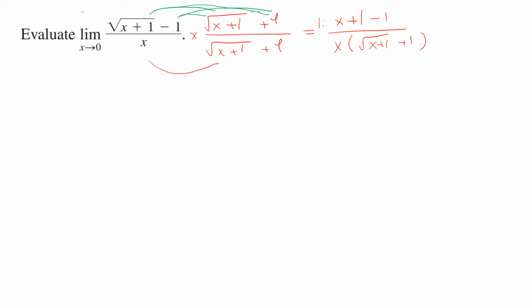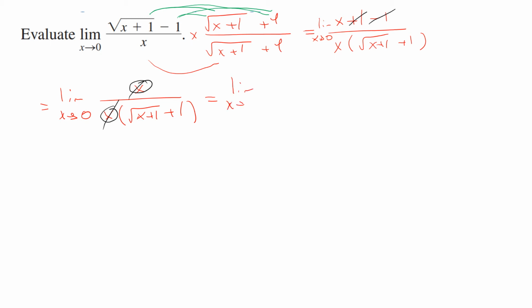Also don't forget, whenever you write a function again, you have to put the limit, so x approaches 0. Now here I see I have the plus 1 and a minus 1, so they cancel out. So I ended up with the limit as x approaches 0 of x over x times root x plus 1 and a plus 1. Now I see I have x here and x here, which I can cancel out by dividing by x. x divided by x is just 1. So I ended up with the limit as x approaches 0 of 1 over root x plus 1 and a plus 1.